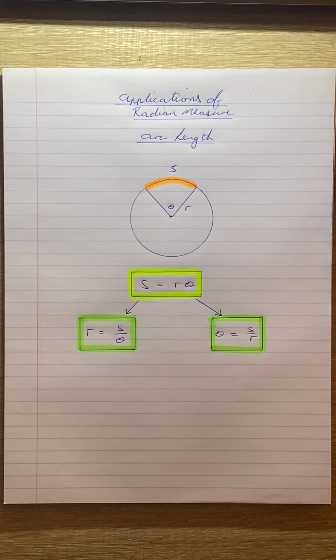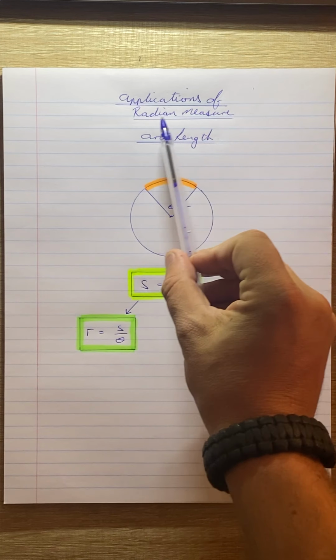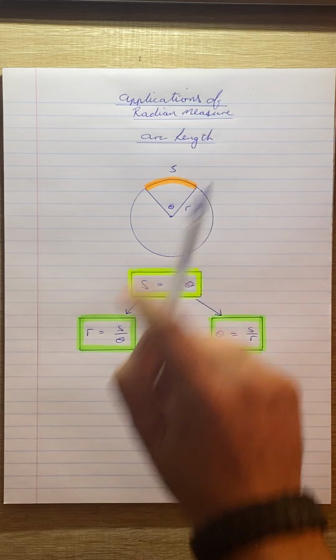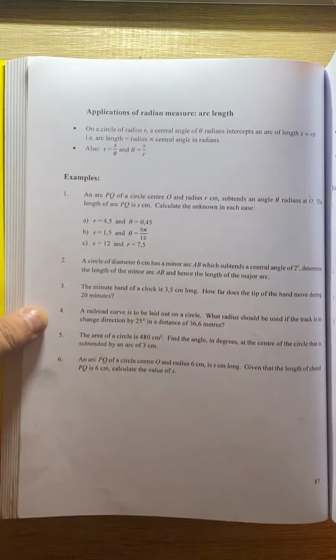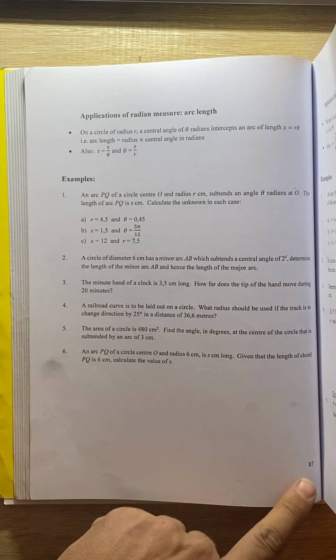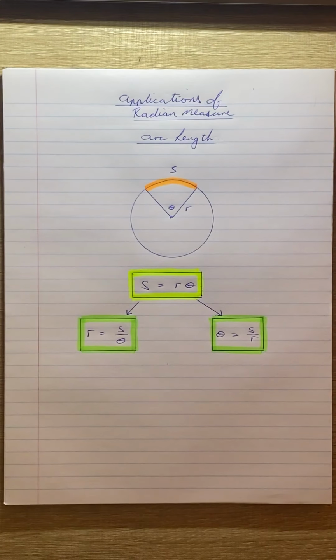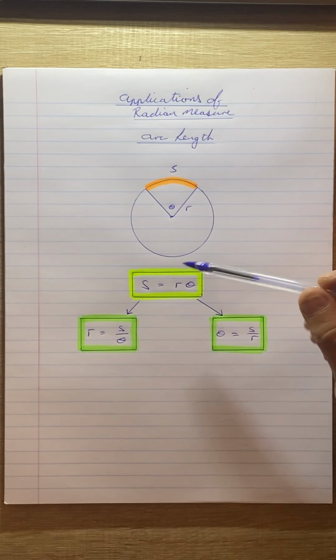How's it, grade 11s? Today we're going on to applications of radian measure, and the one that we're going to be doing is arc length. So I am working from this page over here, which is page 87. Okay. So first of all, here is your formula for arc length.